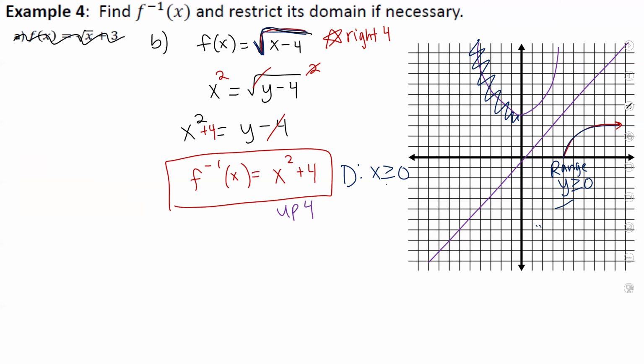That means your domain will also be greater than or equal to 0, because for inverses, you just switch the domain and range. So if you know that this original did not go up or down, you know that the range is y is greater than or equal to 0. That means the inverse's domain has to match that. Okay? All right, so you guys can do the rest of those.